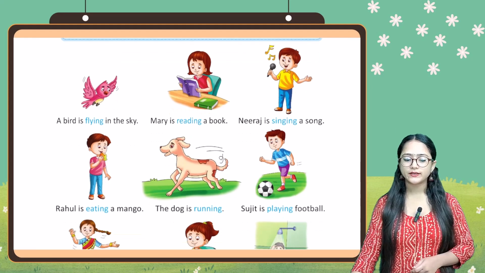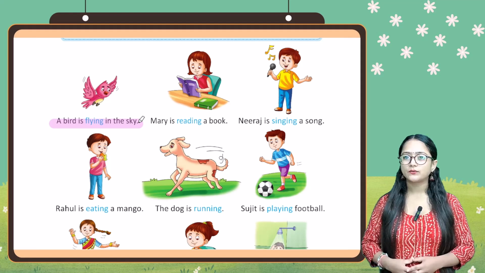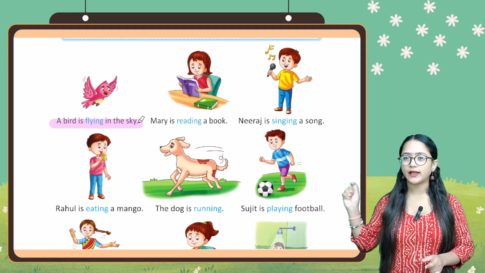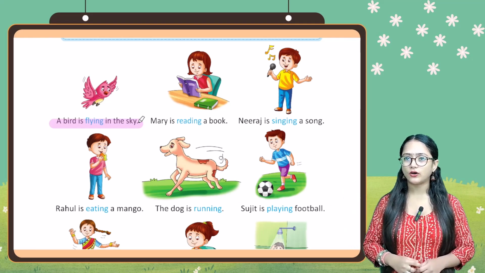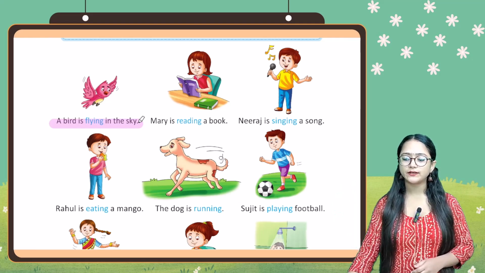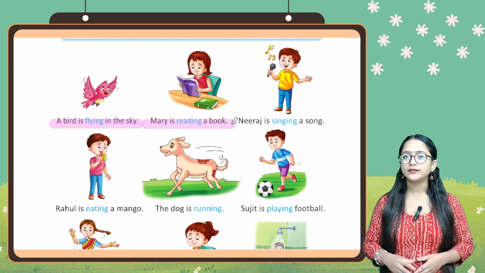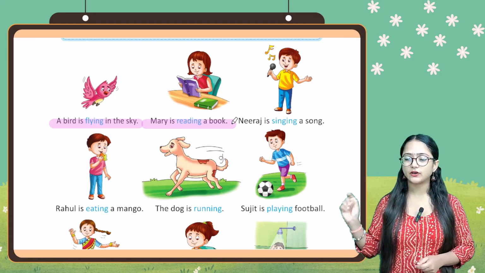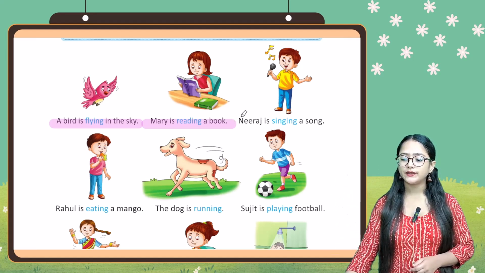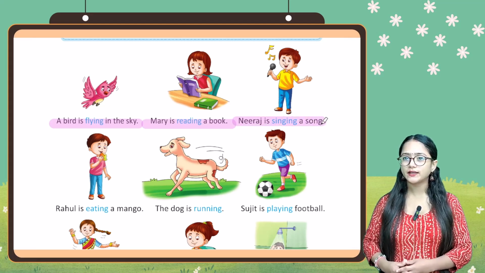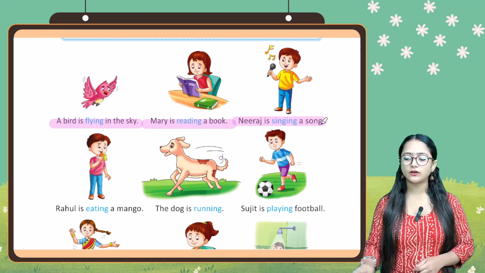Here you can see a bird is flying in the sky. What is the bird doing? The bird is flying. So flying is the action word or verb. Next one, Mary is reading a book. What is Mary doing? Mary is reading a book. So reading is the action word or verb. Next one, Neeraj is singing a song. What is Neeraj doing? He is singing a song. Singing is the action word or verb.